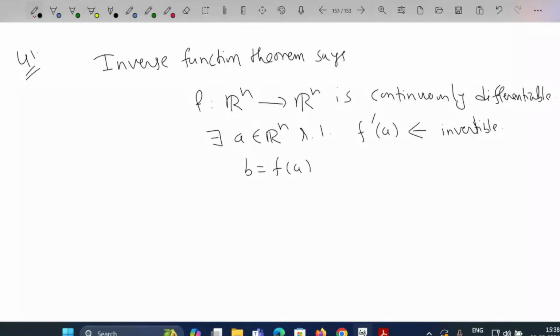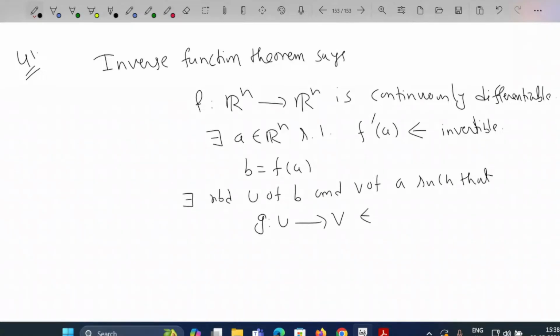So there will exist neighborhoods U of b and E of a such that g will be a mapping from U to E, and it will be a continuously differentiable mapping, and g(f(x)) equals x. So that means g will be the inverse of the function f.